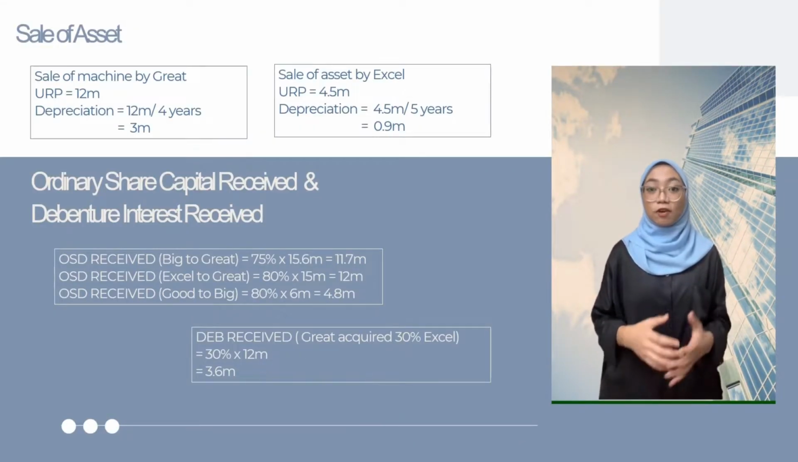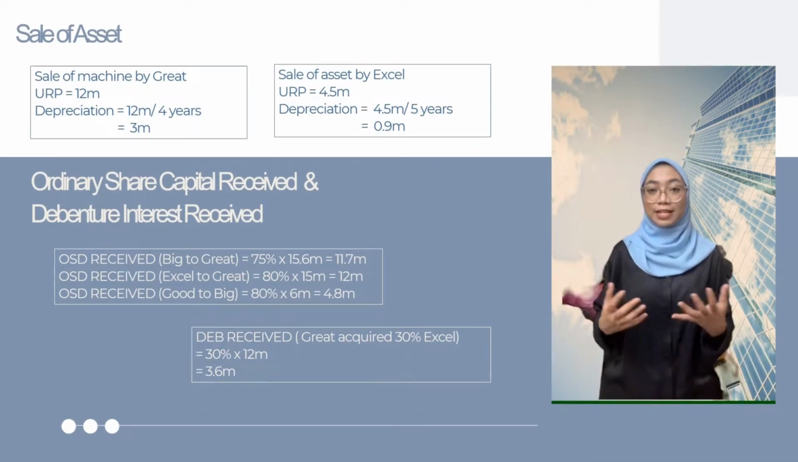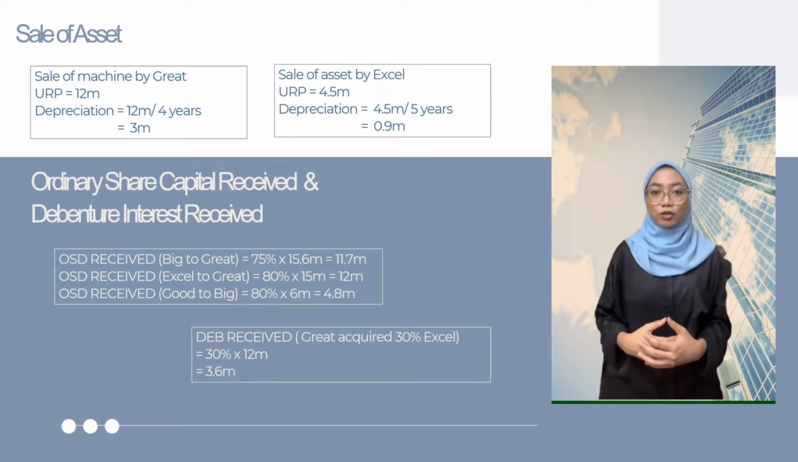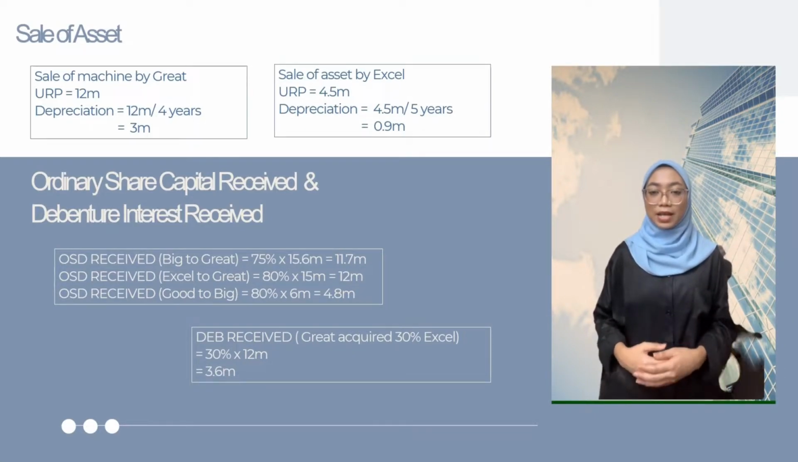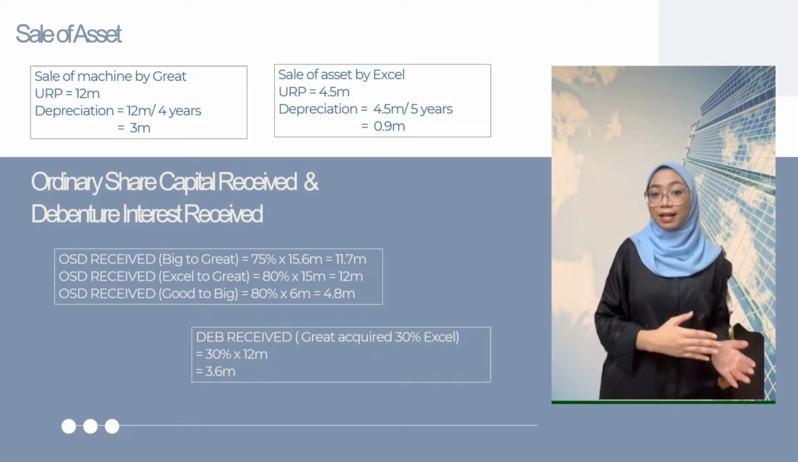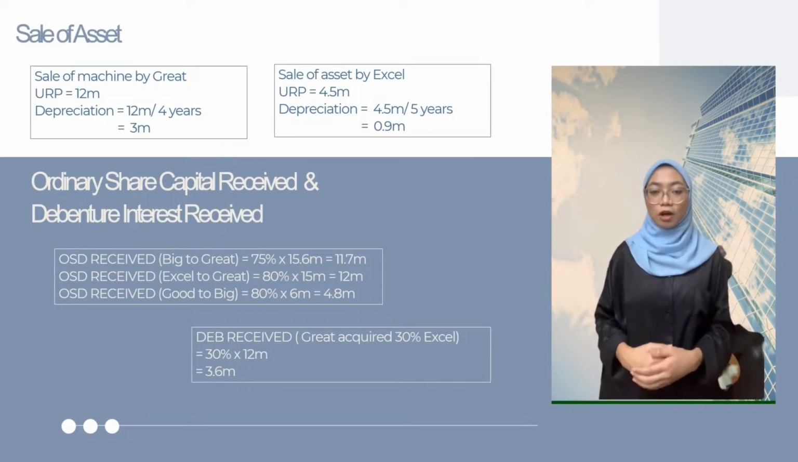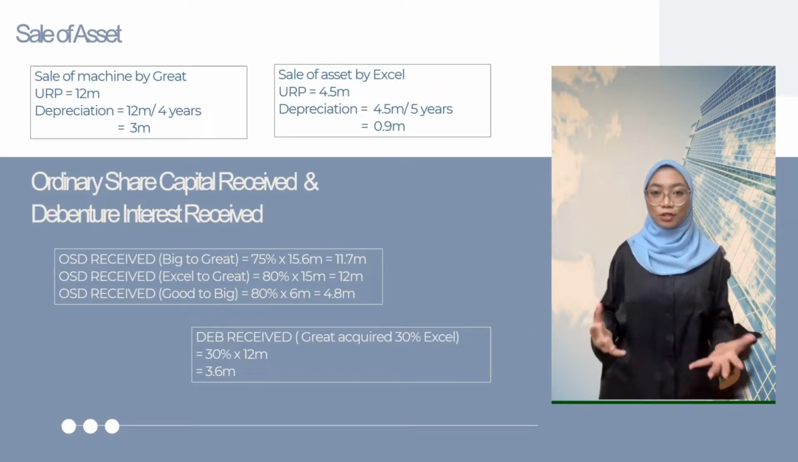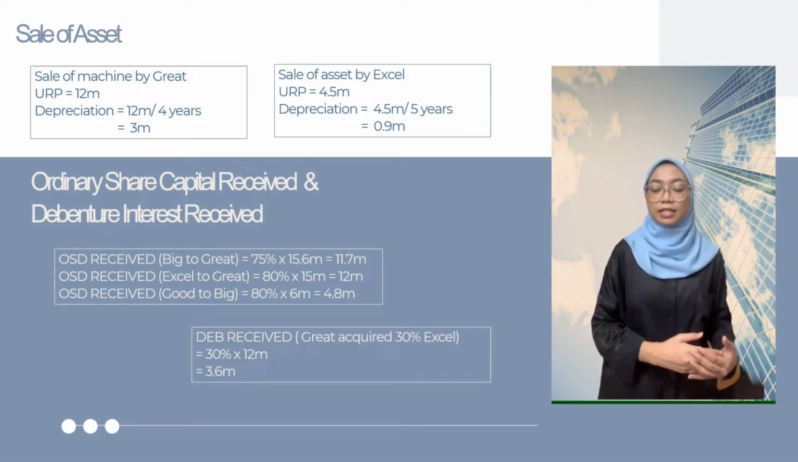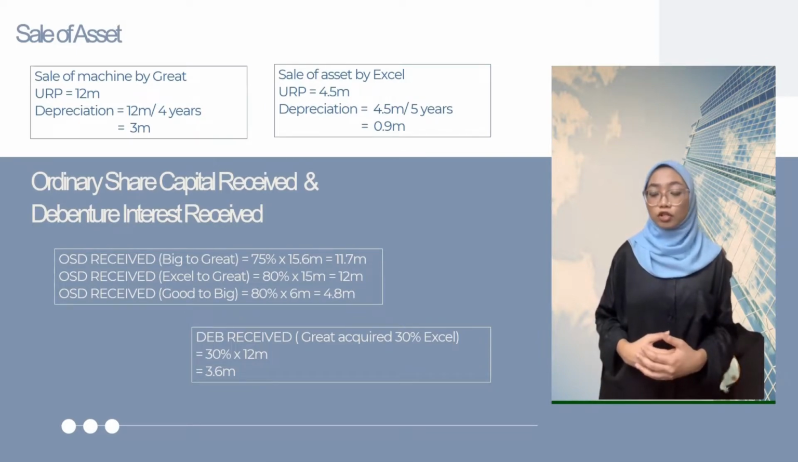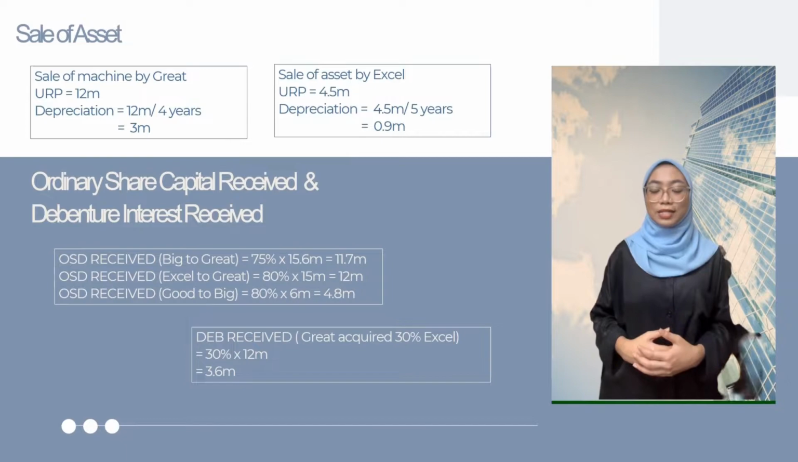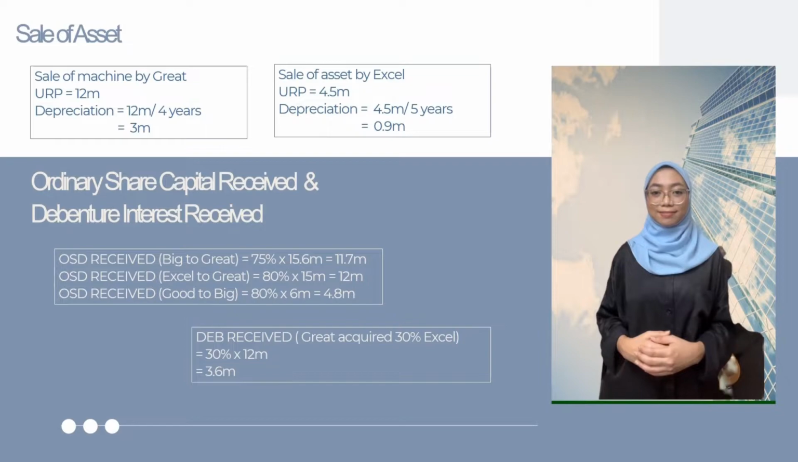For the dividend received from Big to Great amounting to 11.7 million, we get by multiplying the direct control of 75% with ordinary share dividend payable of 15.6 million. Same goes with the dividend received from Excel to Great, where we multiply the direct control of 80% and ordinary share dividend payable of 15 million. And also from Good to Big, which is 80% times 6 million. For the debenture interest received, we need to take the percent of control of debenture that Great acquired, which is 30%, times 12 million of debenture interest paid by Excel.